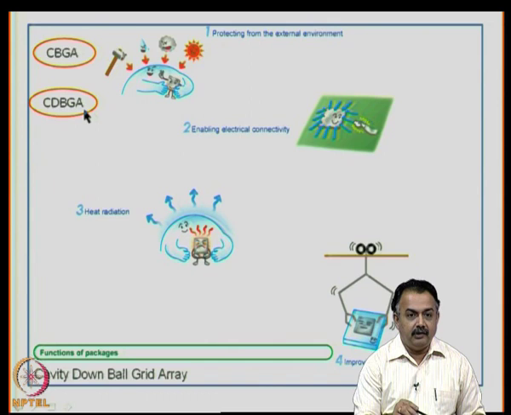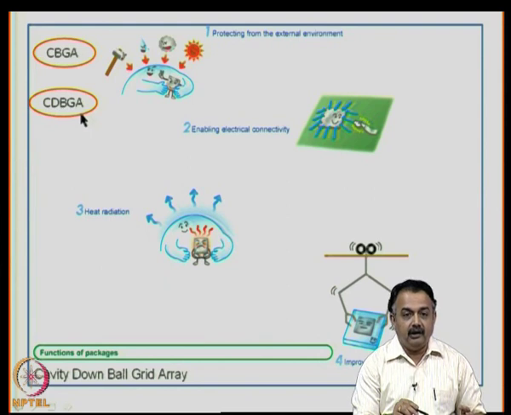It's known as cavity down ball grid array. Now, you should be able to draw the cross section of each of these packages as we move along in this particular course, because you need to understand the cross section of packages. You need to be able to draw the cross section of packages to really understand the first level interconnect and the second level interconnect and the type of materials that are used.